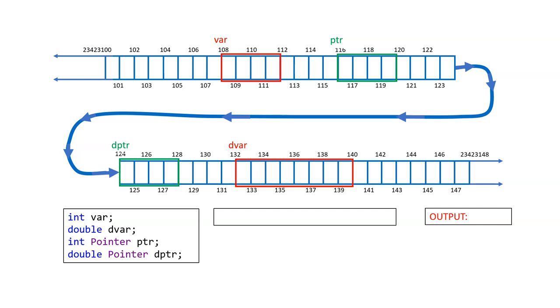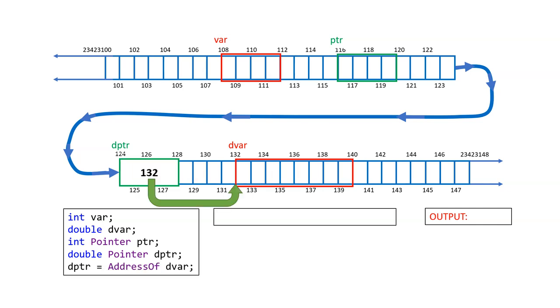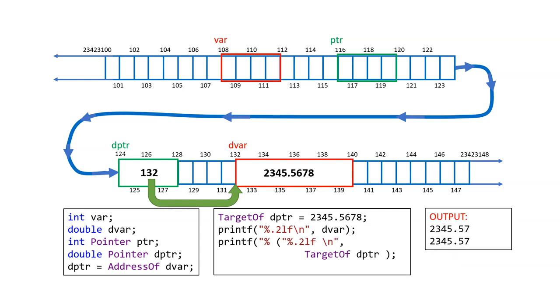And when I say double pointer DPTR, now DPTR actually becomes a pointer that is dedicated to point to doubles. And therefore, when I extract the address, it's going to be done correctly. And when I actually set it to something, it knows the target is 8 bytes, and it's going to write it over there, and everything's going to work exactly as it's supposed to.